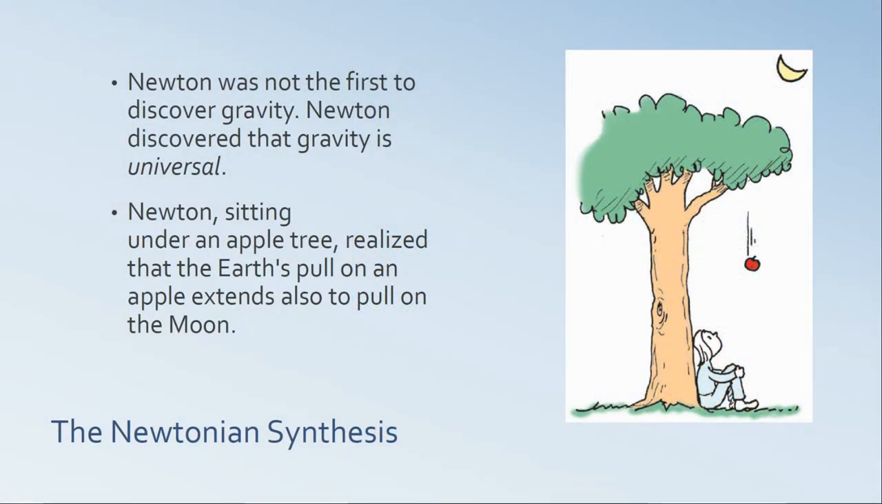So, we might have heard the famous story of Sir Isaac Newton sitting under a tree and watching an apple fall and making his great intuitive leap about gravity. But Newton was not the first person to discover gravity. Newton was just the first person who discovered that gravity is universal. So, as he was sitting under his apple tree and watching the apples fall, he realized that the Earth's pull on an apple is the same kind of pull that the Earth exerts on the moon.